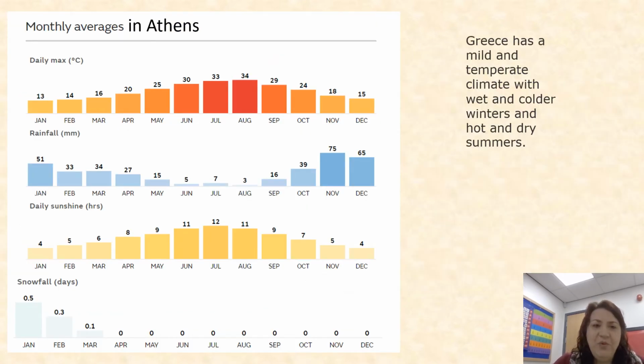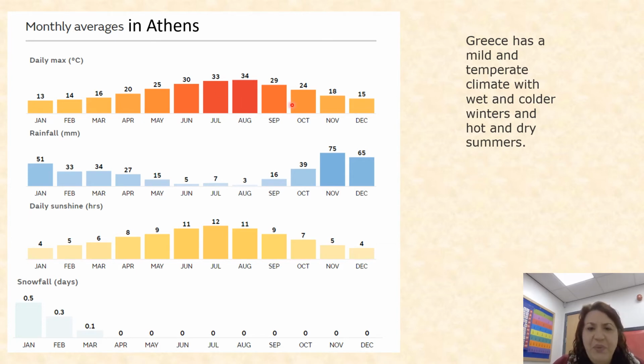Right, this table is really interesting. These are the monthly averages for various different things. Now the climate in Greece, we would say it has a mild and temperate climate, and mild just means it's fairly warm. It doesn't often get really cold, so it's fairly warm with wet and colder winters but hot and dry summers, and the summer will be a lot more extreme than our summer.